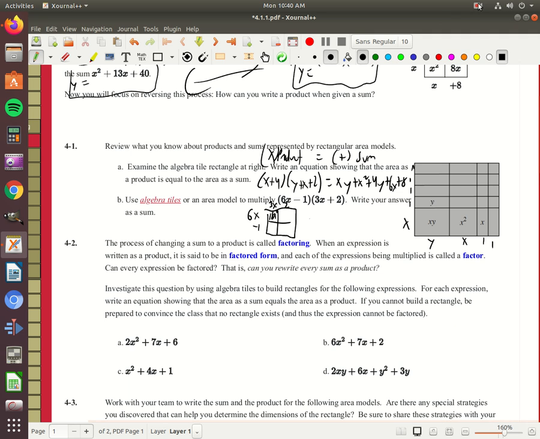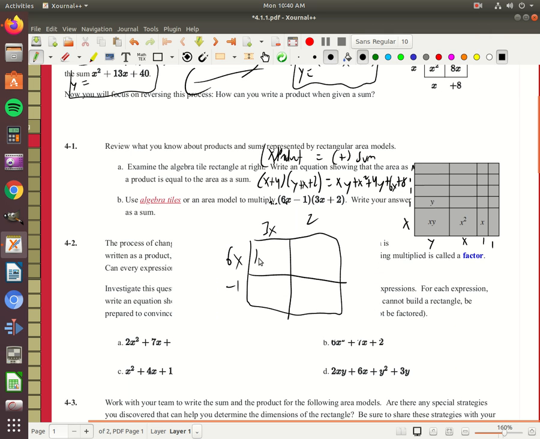Let me pause and make this bigger, sorry. But anyway, 6x times 3x would be 18x squared. 3x times negative 1 is negative 3x. 6x times 2 is 12x. Negative 1 times 2 is negative 2. If I want to write this as a product, I can say (6x minus 1) times (3x plus 2).